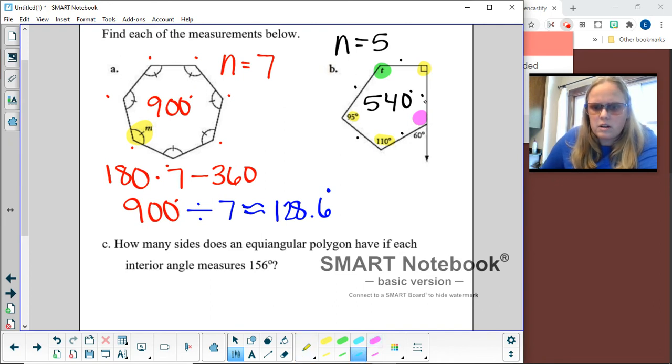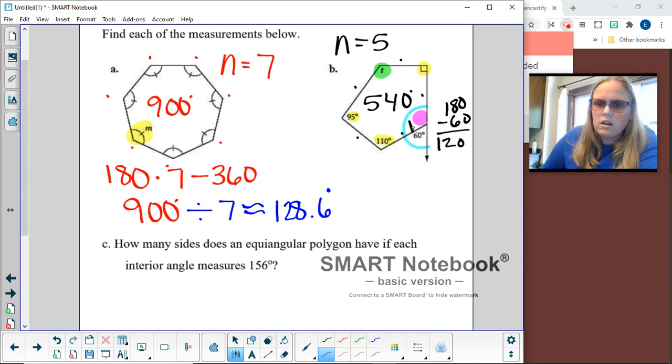However, the corner in pink is actually a linear pair or supplementary angles with the 60, which means together they add up to 180. So I'm going to take 180, subtract the 60, and I get 120 degrees for that missing pink corner. Now I have 4 of the 5 corners. So I can take my total of 540 and subtract off the 4 corner measurements that I know. The 95, the 110, the 120, and the 90.